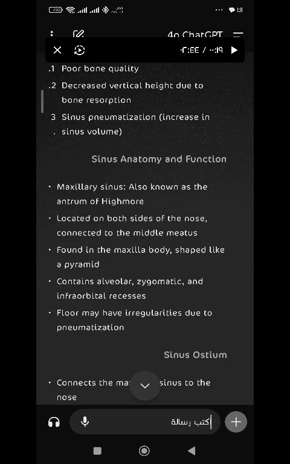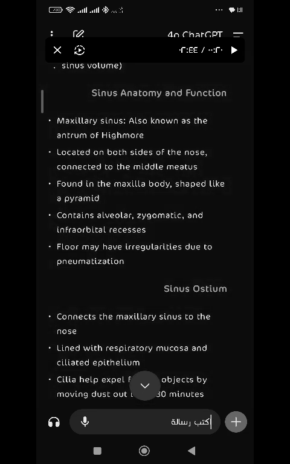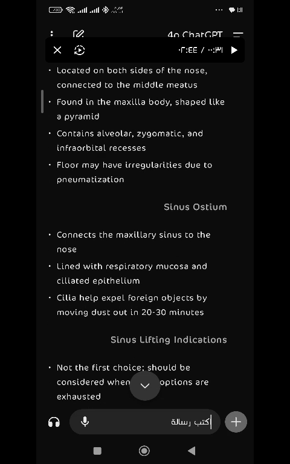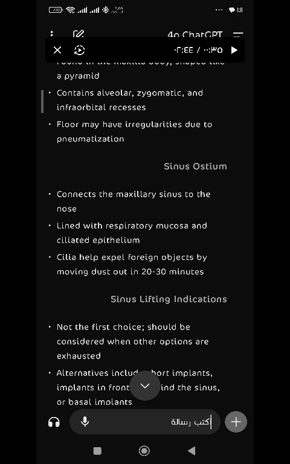Sinus anatomy and function. The maxillary sinus, also known as the antrum of Highmore, is located on both sides of the nose, connected to the middle meatus, found in the maxilla body, shaped like a pyramid, and contains alveolar, zygomatic, and infraorbital recesses. The floor may have irregularities due to pneumatization.